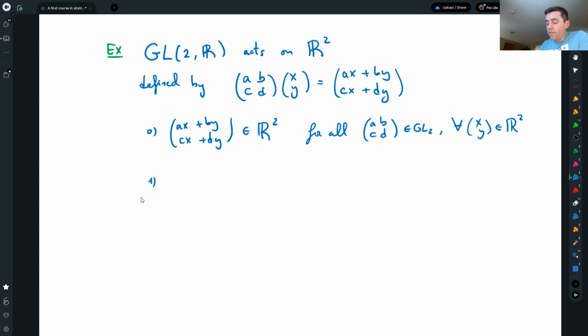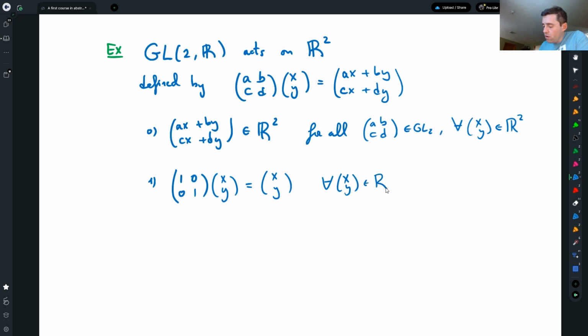Then we want the identity to act as the identity. So let's see what happens when I act with, whoops, that's not the identity. If I act with the identity matrix on (x, y), I get (x, y). So this is true for every (x, y) in R2. So that works. And two, now I want to show you that the multiplication is associative in the following sense.